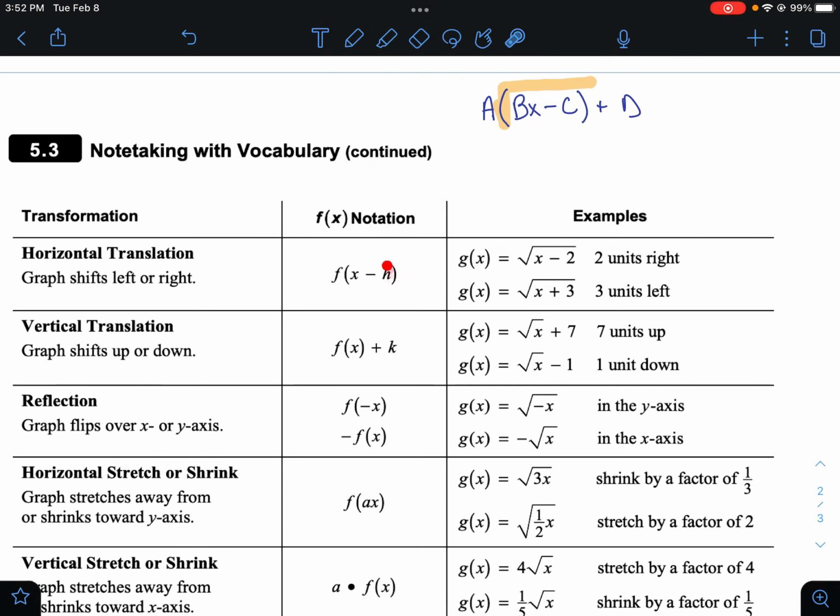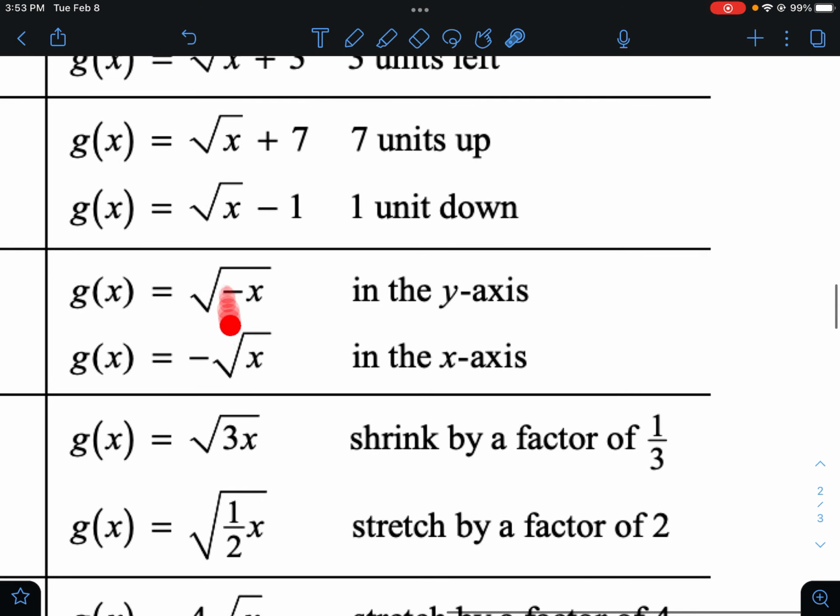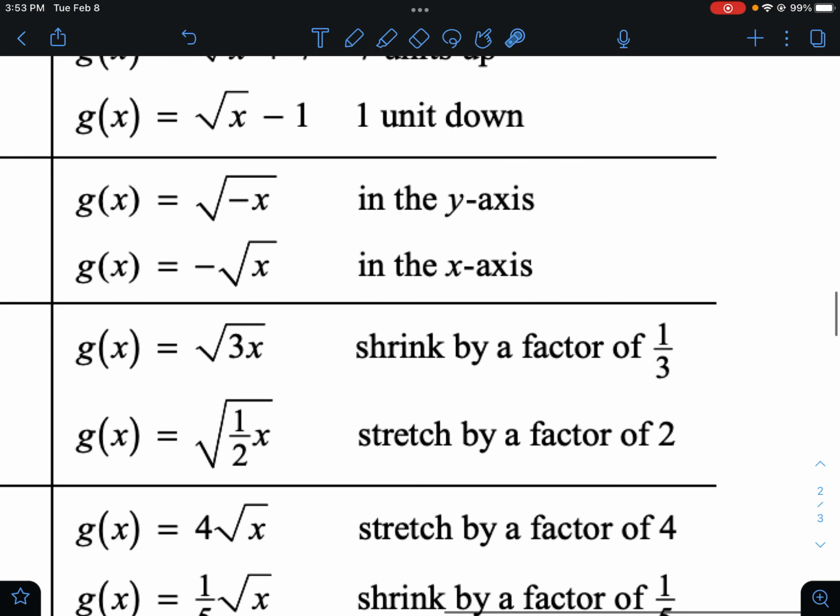So horizontal transformations here. Remember, anything that's on the inside is going to move it opposite. So a -2 on the inside actually goes 2 to the right. A +3 goes 3 left. This is all just review. This is on the outside of the radical, so this is going to be up and down. So this will be up 7, down 1. Again, you're not going to have a number on the inside, but this would be a horizontal reflection over the y-axis. Remember, the negative on the outside is a vertical reflection, so over the x-axis.